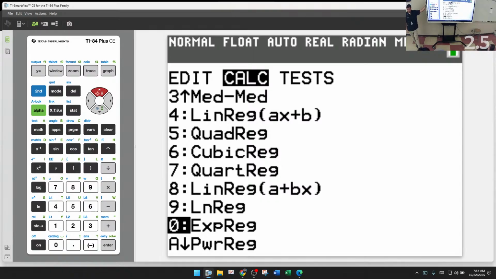Guess what? On the test, they're going to tell you what type of regression it is. Because with 2 points, guys, that could be anything. That could be linear, quadratic, cubic. It could be anything between 2 points. I can get from this point to this point doing all kinds of things.